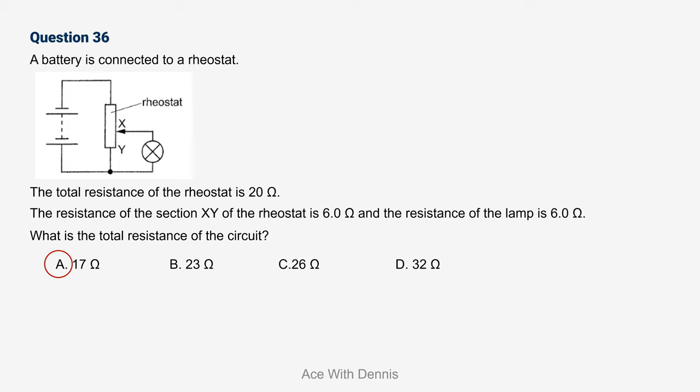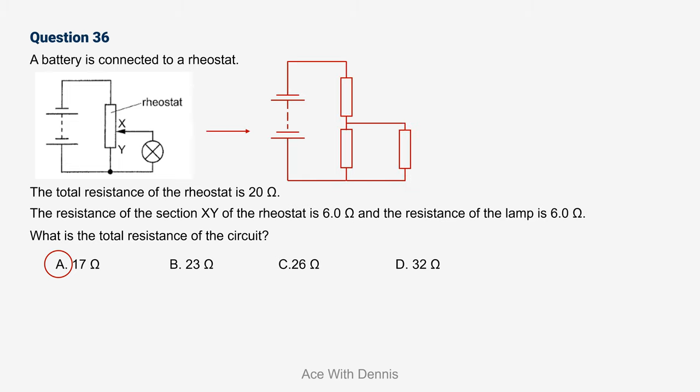To get this answer, we can redraw the circuit into this equivalent circuit where the resistance of section XY is 6 ohms and the resistance of the lamp is 6 ohms. The resistance at the top will be the remaining resistance of the rheostat, which is 20 minus 6, so we get 14 ohms. From this circuit, notice that these two resistances are connected in parallel. Therefore, we can calculate the equivalent resistance using the parallel resistance formula: 1 over R equivalent equals 1/6 plus 1/6. Hence, R equivalent will be 6 over 2, which is 3 ohms.